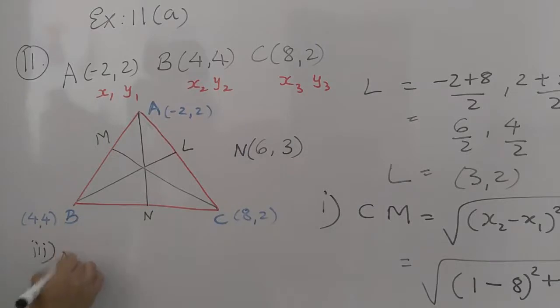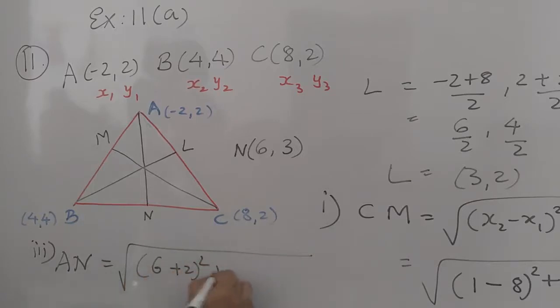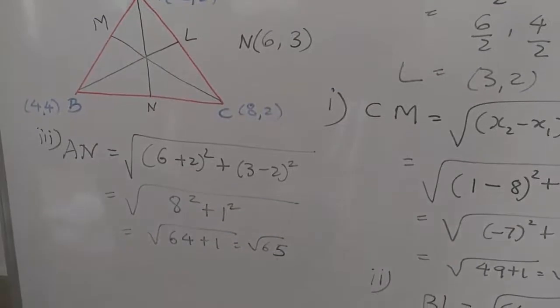So I write AN is equal to square root of (6 minus 2, means plus 2) plus (3 minus 2) whole square, which is 6 plus 2 is 8, square, plus 1 square. So it will be 64 plus 1, 69. So the answer is given as 65. How is it possible? 64 plus 1 is 65 only, by mistake I wrote 69. So this is our answer number 3, square root of 65.